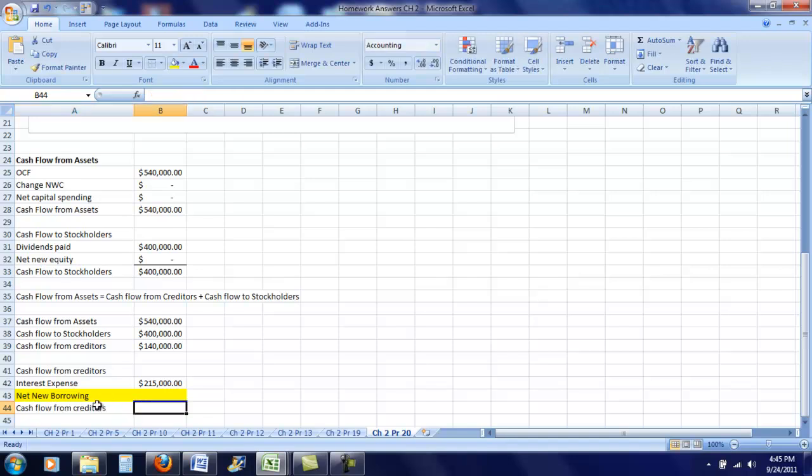So basically now we need to solve. So our net new borrowing is $75,000. We borrowed $75,000, or we increased our long-term debt by $75,000. And that is the end to homework chapter 2.